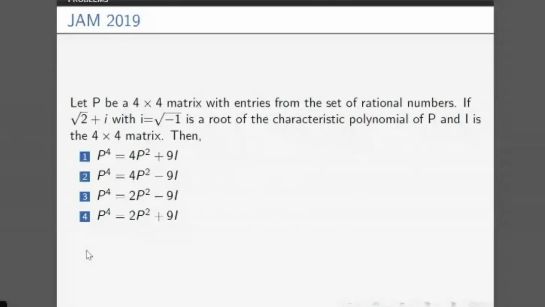Then what next? Take the polynomial x minus (root 2 plus i) times x minus (root 2 minus i). And after solving, again after some computation, we will take a square. From this product we got x to the power 2. Now we need x to the power 4, so we square again, and this equation must be satisfied by P, and after inserting P we get the result. Okay. Any other answers?